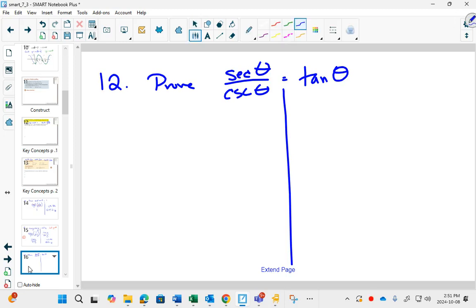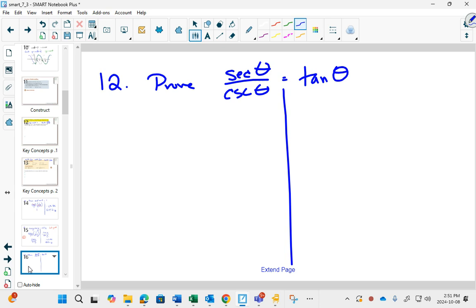So here I'm going to do the same strategy, and the other thing, the reason I gave you paper, is identities need space. If you like to cram things into a little space, trying to save paper, you're going to end up having to redo them over and over again. You won't save paper in the end. Make sure you use space.